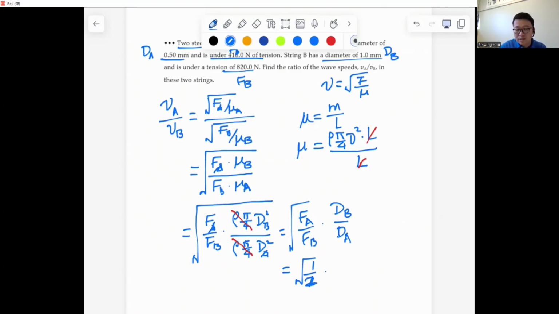So dB is 1, dA is 0.5, both in millimeters. So then that gives you just 2 of that. So at the end, you'll get just square root 2, because 2 is basically square root of 2 squared. So that would be the ratio.